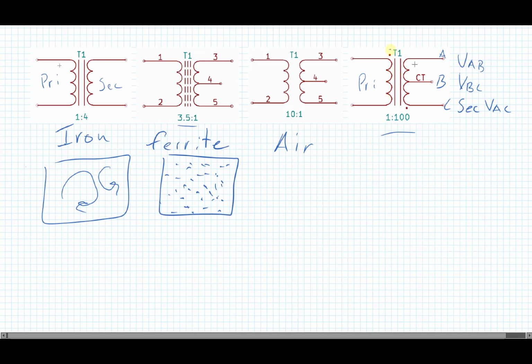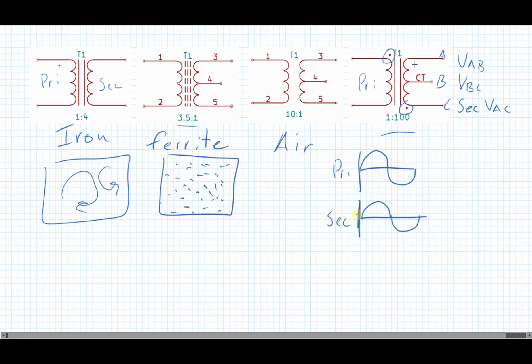All right, so the next thing, it's a very subtle difference between this symbol and the rest of them, is there are these little dots. There's a dot up on top on the primary and down here on the secondary. That describes the phase relationship from the primary to the secondary. If you have the turns wound in the same direction, clockwise or counterclockwise, you're going to have a sine wave coming in on the primary, and then the secondary is going to be in phase.